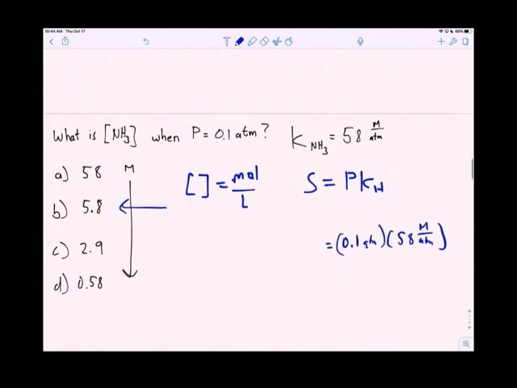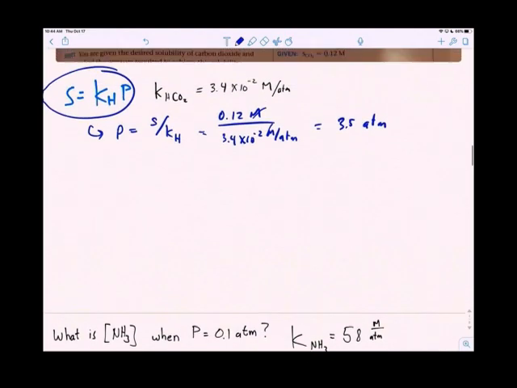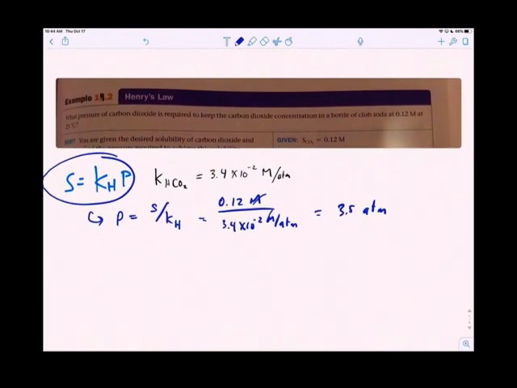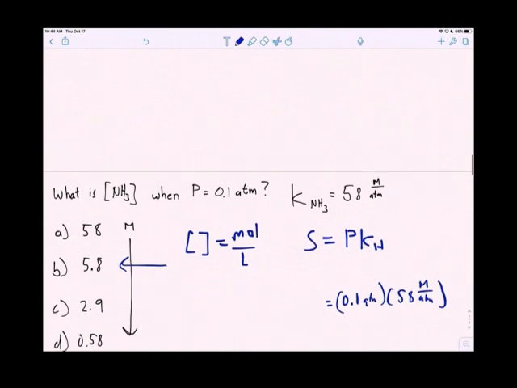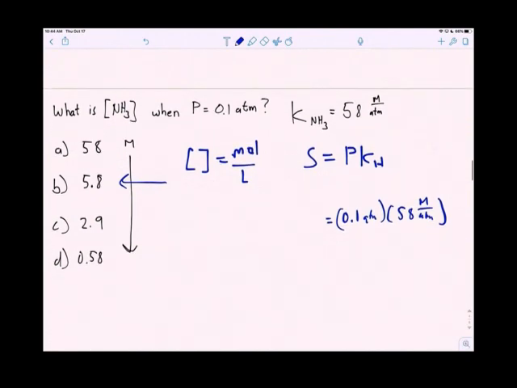If you want to try this yourself, what is the concentration of ammonia? The brackets mean concentration in moles per liter. When the pressure is 0.1 atmosphere, there's the Henry's law constant, and you can see it's 5.8 molar. Ammonia has a very high Henry's law constant. Carbon dioxide is fairly high. Both ammonia and carbon dioxide react with water. That's the reason why they're so high.